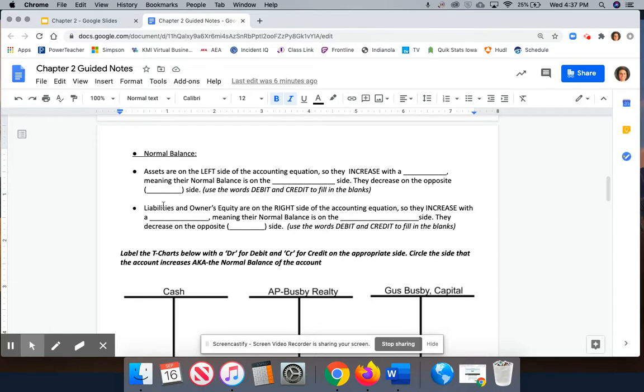Liabilities, the next bullet point. Liabilities and owner's equity are on the right side of the accounting equation. So they increase with a credit, meaning their normal balance is on the credit side. Increase and normal balance are the exact same thing. They decrease on the opposite side, which is the debit side.